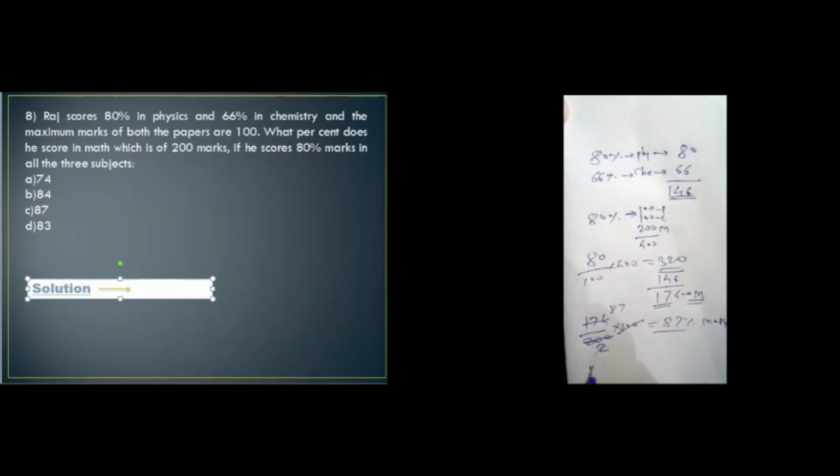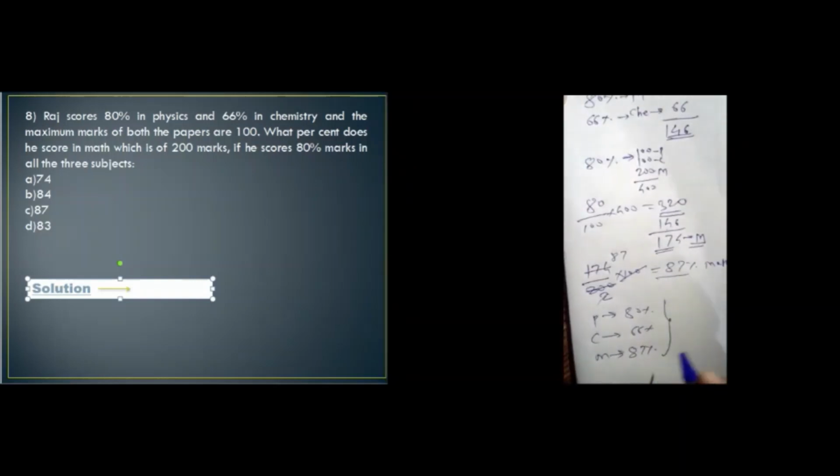So when he will have physics 80%, chemistry 66%, and maths 87%, then totally he will get 80% marks out of 400. So he requires 87% marks in maths. So the answer is 87%. That is, C is the correct option for this.